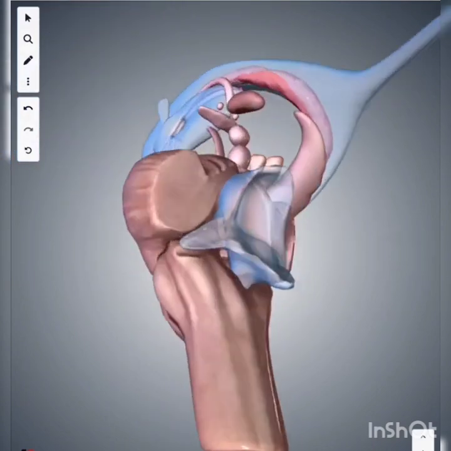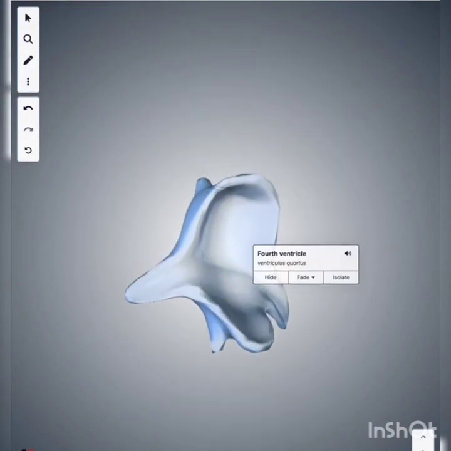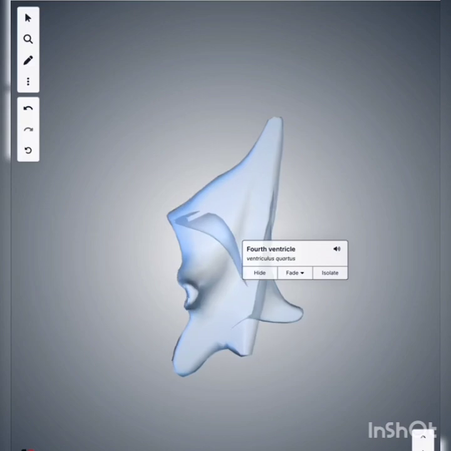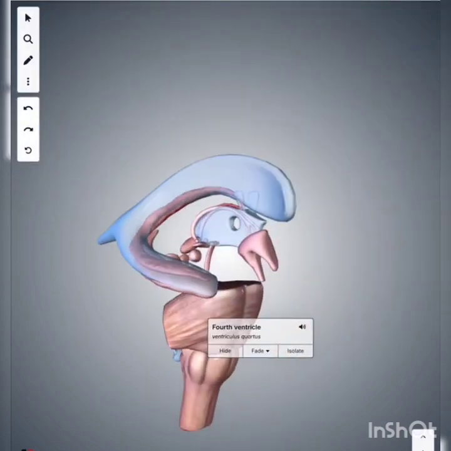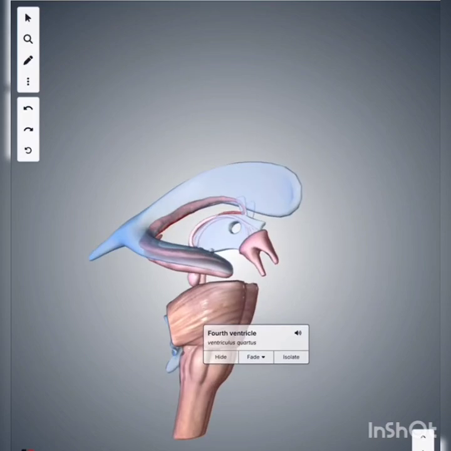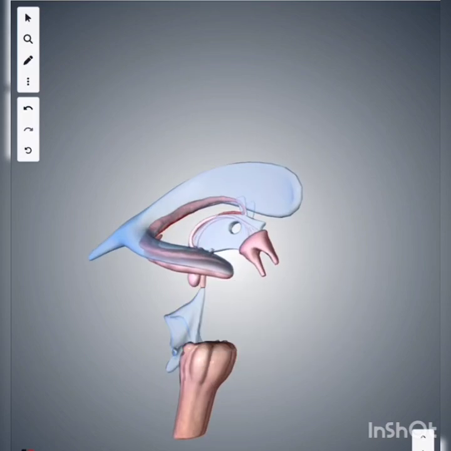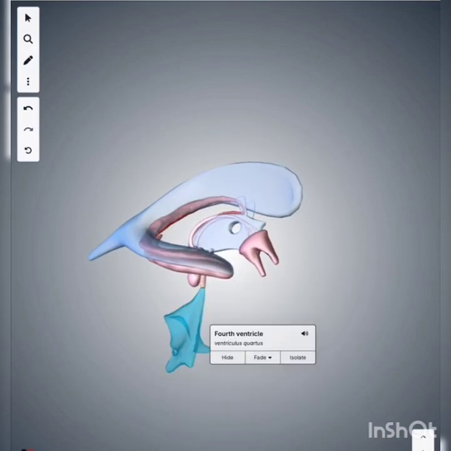So coming to the fourth ventricle, this is how the fourth ventricle looks like. So now we have seen the lateral, the third and the fourth ventricle. You can see the pons and the medulla. So we will stop here for the time being.